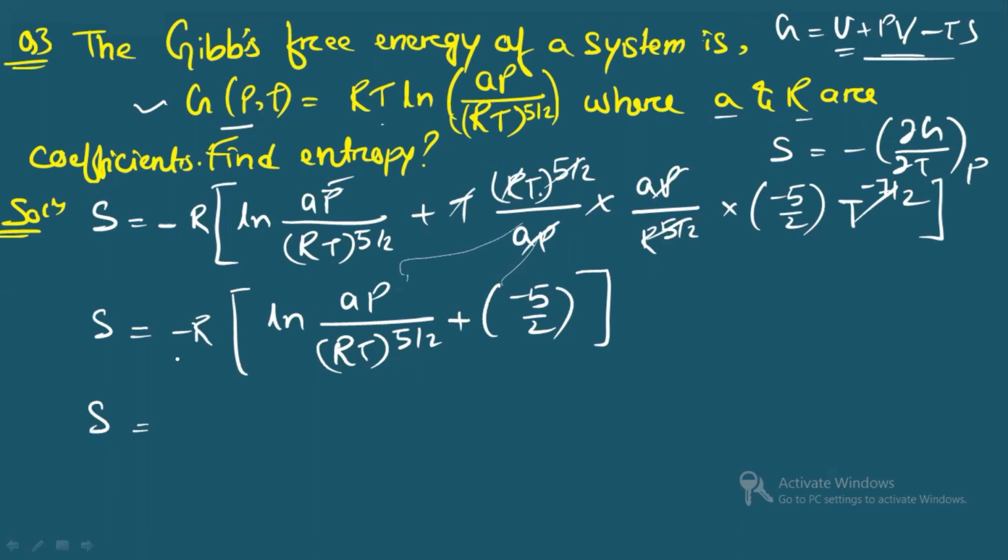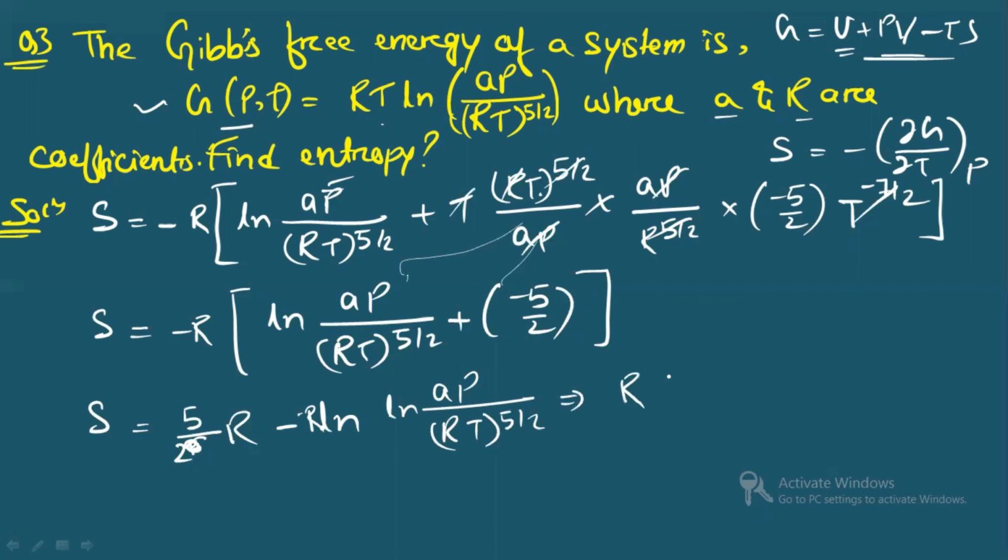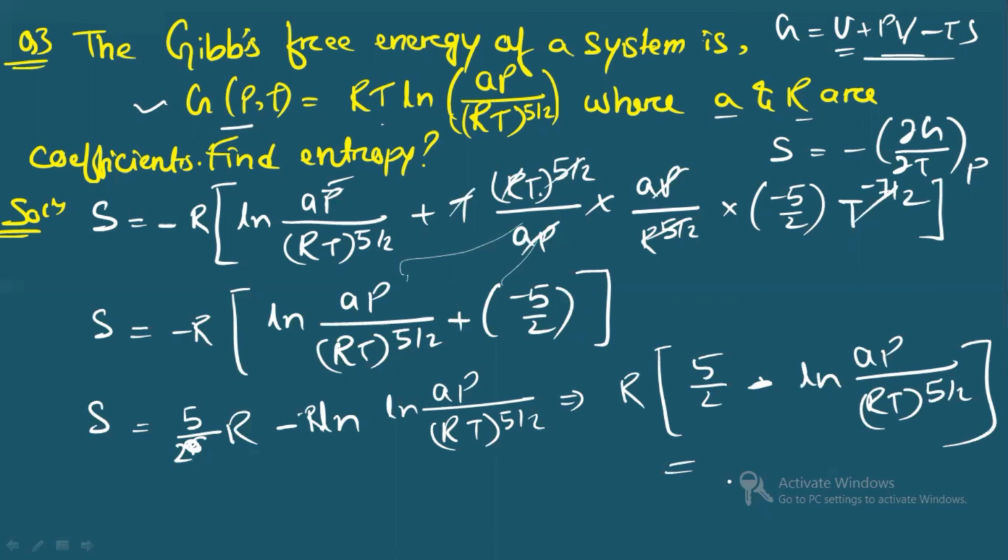So S can be written as minus, a minus is plus, so 5 by 2 R minus R ln of AP by RT whole to the power 5 by 2. You can also write it as R times 5 by 2 minus ln of AP divided by RT whole to the power 5 by 2. Alright, so this is the entropy of this particular system.